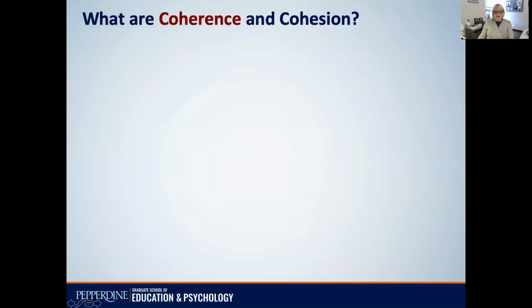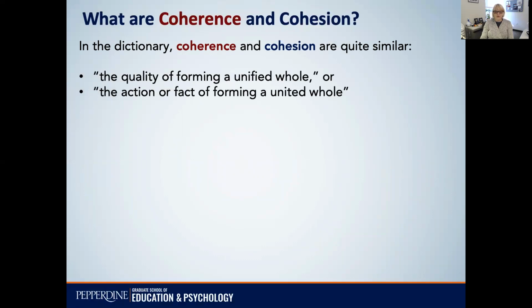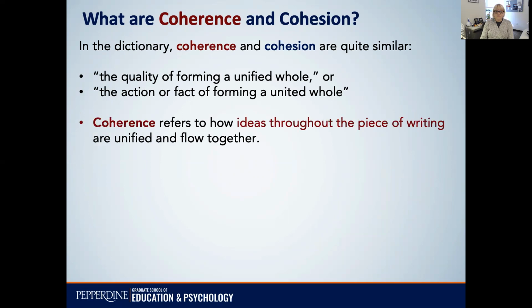First of all, let's define coherence and cohesion. In the dictionary, these two words are quite similar. They mean the quality of forming a unified whole or the action or fact of forming a united whole. So very similar, right? But in writing, we often differentiate.